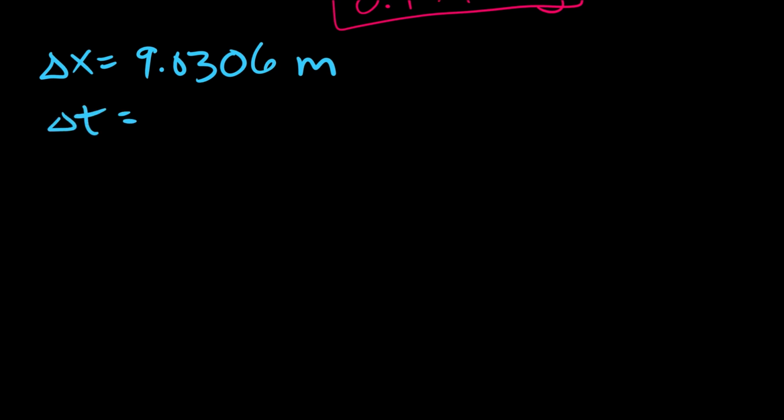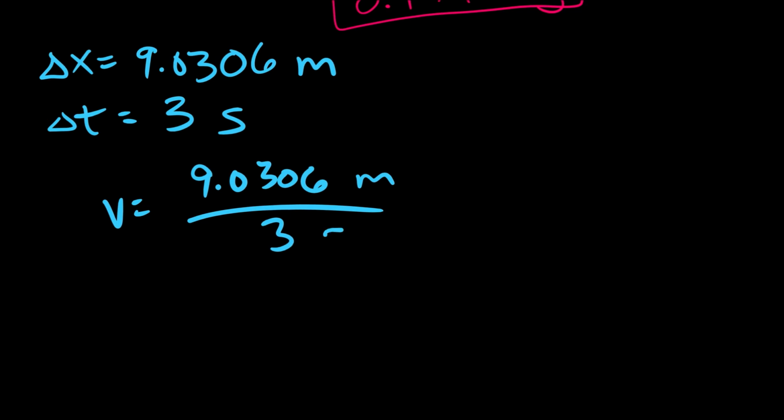For the second example, we want to find the velocity of a ball that's rolling on the ground, and we notice that it has a displacement of 9.0306 meters. We're able to measure that. The amount of time that took was 3 seconds, and unfortunately, our stopwatch did not give us more than 1 sig fig. It's a poorly designed stopwatch; usually you get at least to the 10th place. When we calculate the velocity, we take 9.0306 meters divided by the 3 seconds to give us a velocity in meters per second.